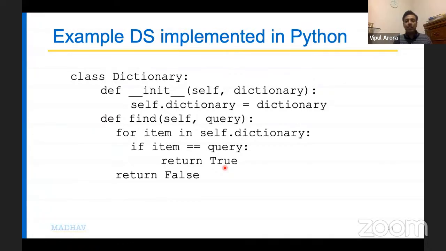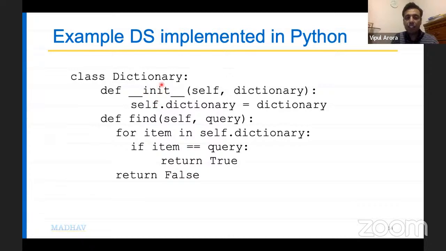So taking an example from Python, we saw in the beginning an example where you are given a dictionary and you want to find a word from the dictionary, right? If I implement it in Python in the form of this data structure, I can make a class called dictionary, and this class is that data structure, right?